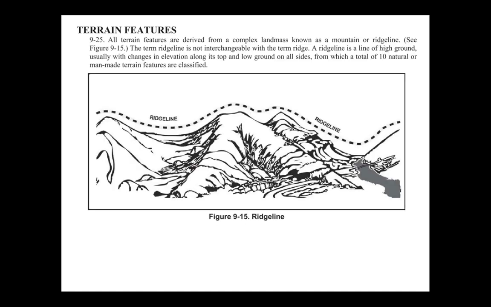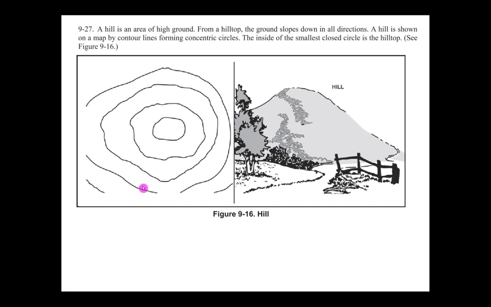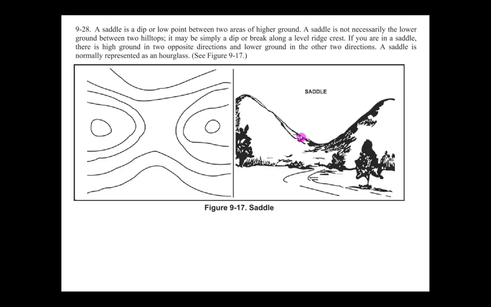Landforms. I stole all of these from the Army Field Manual on Land Navigation because the Army is really good at explaining things. A ridge line is what connects mountain peaks. So peak, ridge, peak. A hill is shown by closed concentric contours. The smallest circle is the hilltop, and that's going to be, again, half a contour interval higher. A saddle is a dip, so that's a mountain peak, that's a mountain peak. In between is going to be a saddle.